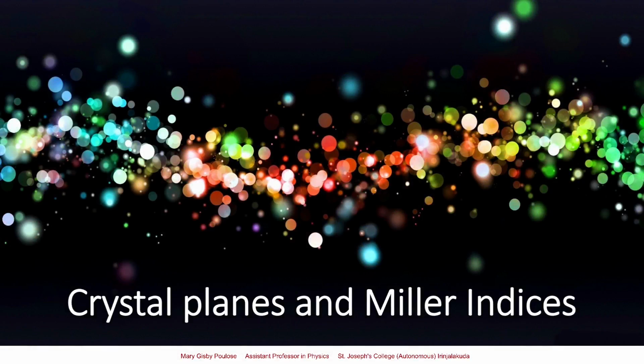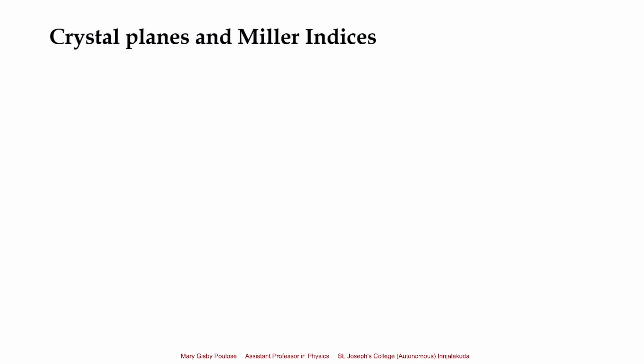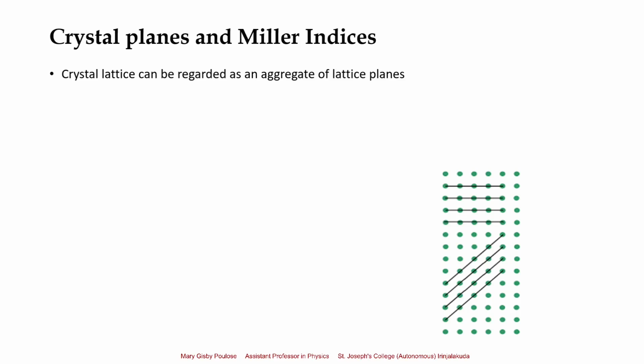Good day, students. Today, let us look into the crystal planes in the material and how to represent the planes using Miller indices. Now, the crystal lattice is regarded as an aggregate of lattice planes. We can assume the lattice to contain a set of parallel planes as such, or a set of parallel planes in any other direction. So in a gist, the lattice is a collection of a lot of lattice planes containing the atoms.